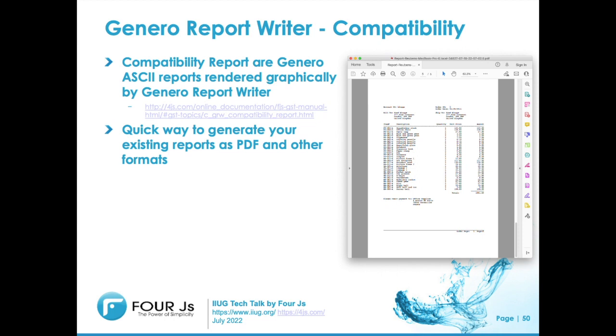First up, GRW has a concept called the compatibility report. This is where it takes the ASCII report produced by a normal report statement and passes it through the Genero report engine. This allows you to output your existing reports in formats such as PDF with minimal change. It is also a good way to learn the various FGL_report functions that can configure things like the type of report, file name, etc.